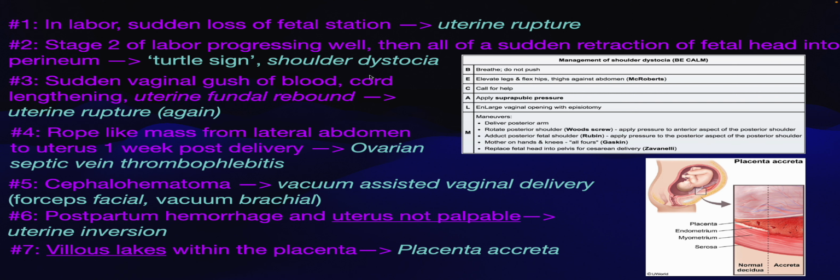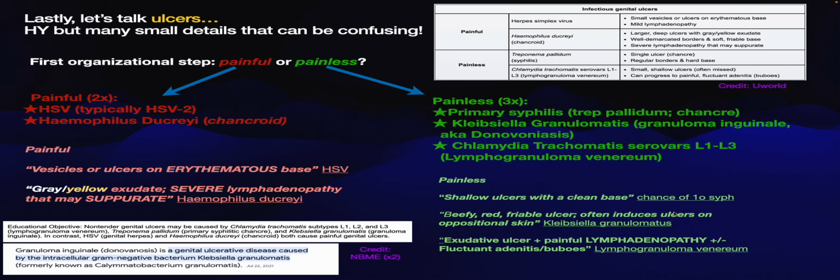Stage 2, progressing, retraction of the fetal head in the perineum, shoulder gets stuck, turtle sign, and then sudden loss of fetal station. Again, uterine rupture, when you have a discontinuity in the muscular wall of something like the uterus, the contractile force that it's going to be able to produce is just simply not going to be the same. Okay, this is my last slide.